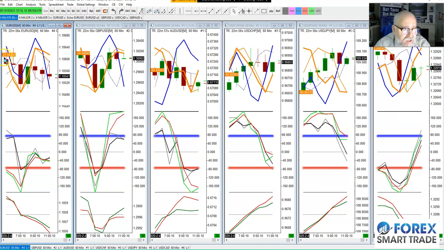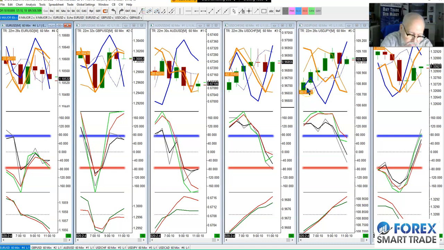So here minus 21 is a no. Pound dollar minus 14 is a no. Australian US dollar minus 65 is a no. Dollar Swiss franc minus 60 is a no. Dollar yen minus 89 is pretty close. So let me write this down. We'll come back. USD yen is sitting on the border. It is actually at minus 90, but we'll check it where it is.